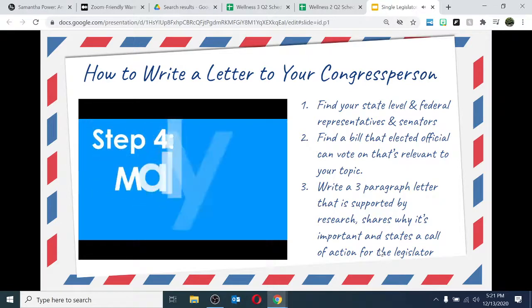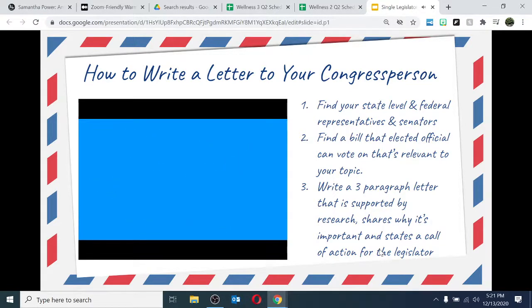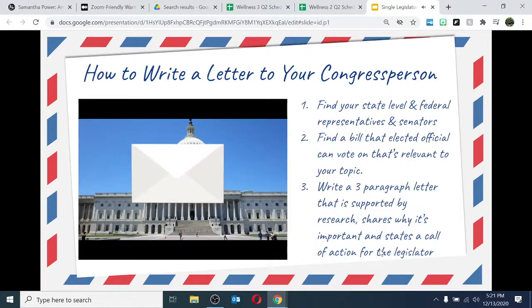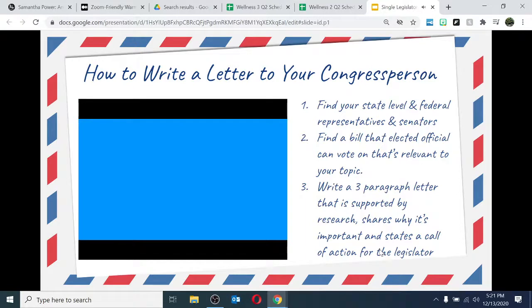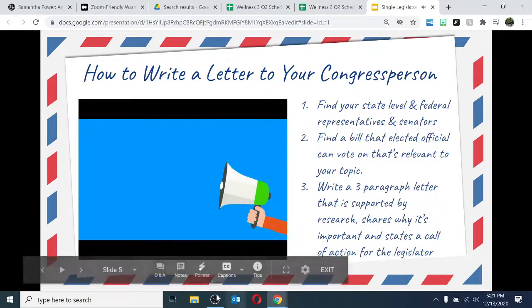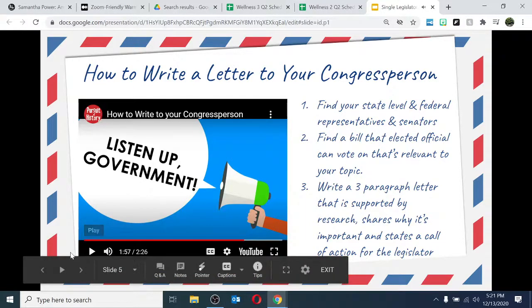Step 4. Mail your letter. Send your letter by email or place your letter in the nearest mailbox and let the U.S. Postal Service whisk it away to your representative. Once it arrives, the legislator's staff will read your letter and pass the information along to your congressperson. Above all, remember, your voice matters.